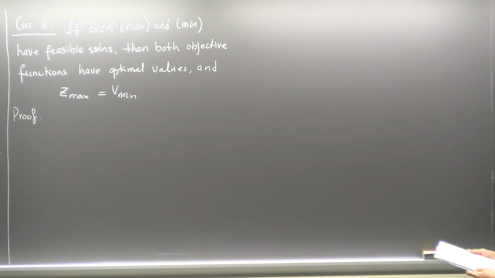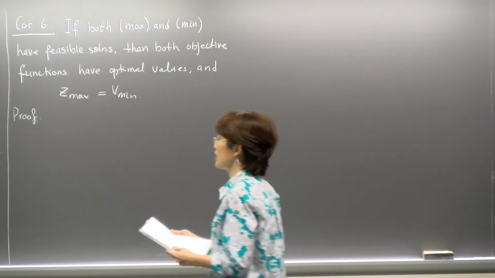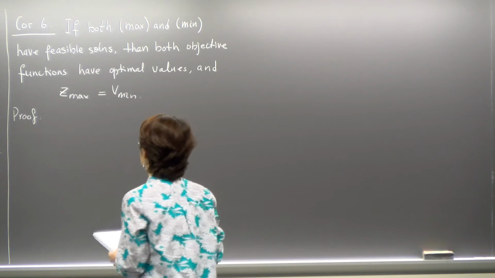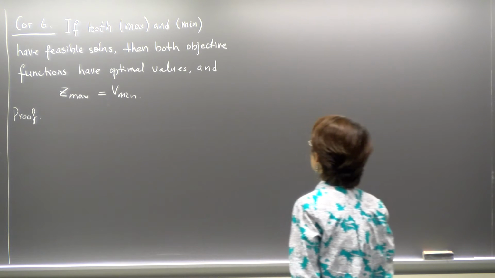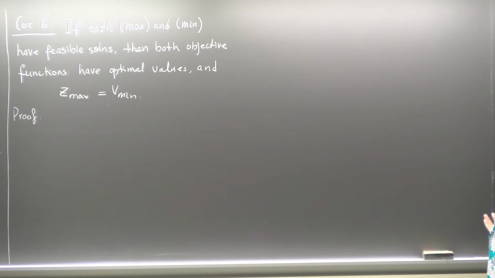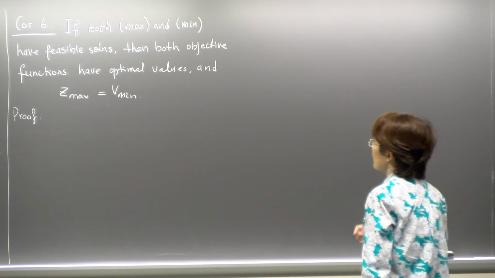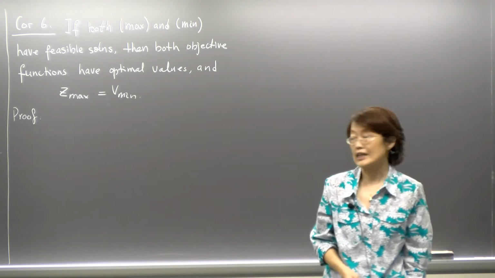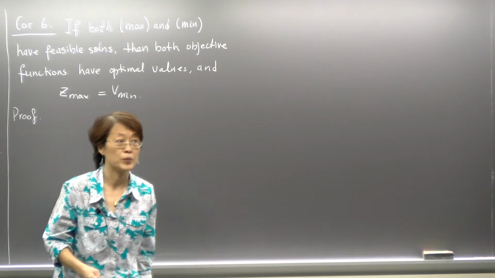Okay, so theorem 1 is very important, actually. It allows us to prove many things. So let's see, what is the assumption here? We assume both max and min have feasible solutions. Okay, let's look at how theorem 1 can help me.